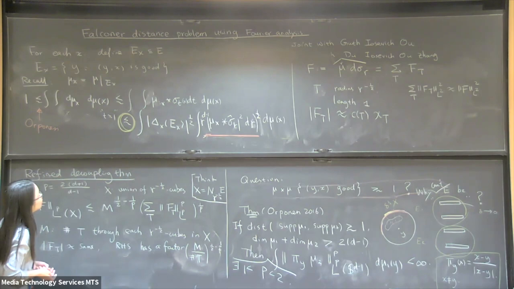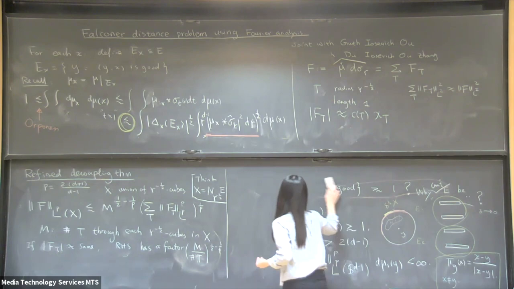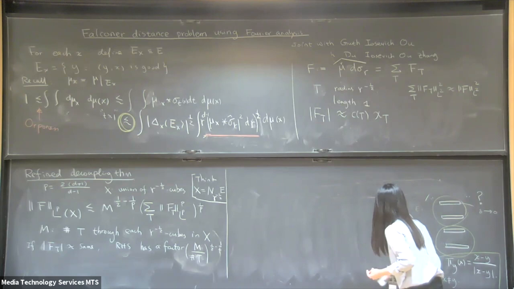So we have discussed how we use Orponen's theorem to pass to only considering good pairs. Now we are going to see how we use it.